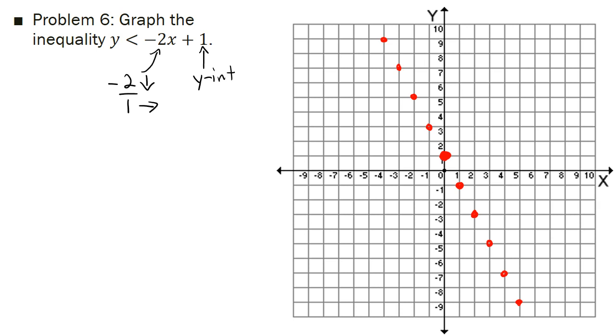Now this is where we have to decide, should we be having a solid line or a dashed line? Well, the way you can tell is if you have a less than sign or a greater than sign, it's going to be a dashed line. This means the points that you just plotted aren't answers. They are there just to help us make that boundary line so we can figure out where to shade.